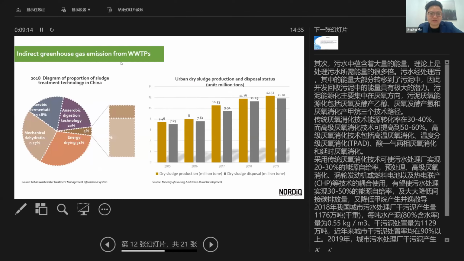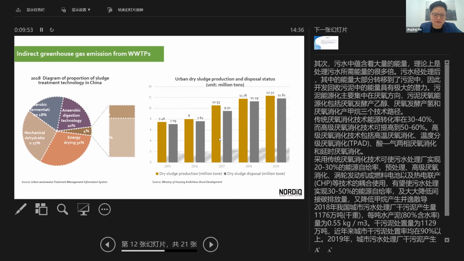We can also see that the indirect greenhouse gas emissions from the wastewater treatment plant mostly consist of five components. Mostly they are sludge drying and mechanical dehydration, which make up 27%. Then we have aerobic fermentation, which takes 18%, and also aerobic digestion. So the heavily sludge-based wastewater treatment plant requires a lot of electricity for treatment.